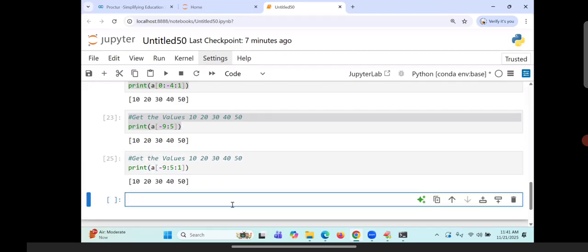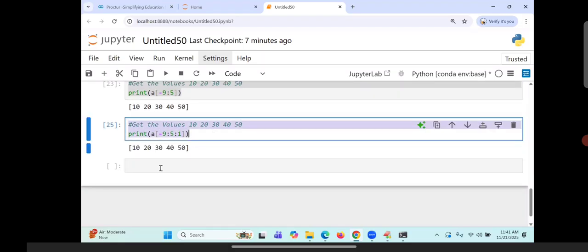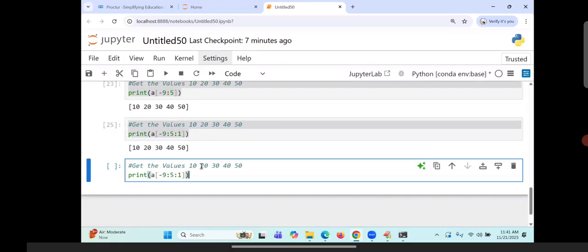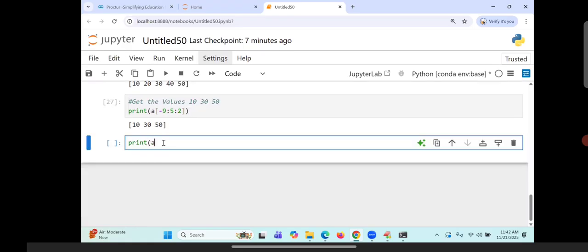Now students, I am going to take up the same example. Like this I want to get 10, 30, 50. I will write the same example with a step of plus 2. This is called plus 2. Whatever data you like, you can get it. That is the speciality of this ndarray object.